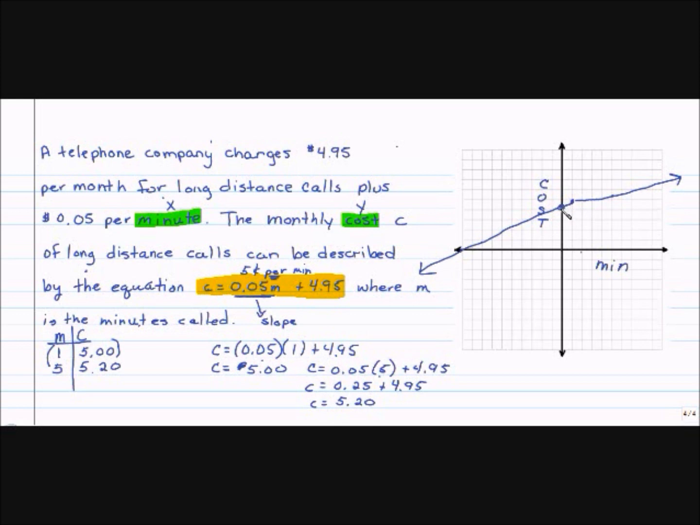Here's your y-intercept, which notice it's also right here. And here is your x-intercept. Also notice it is increasing, so the more minutes we talk on the phone, the more we're going to have to pay. Okay, very good.